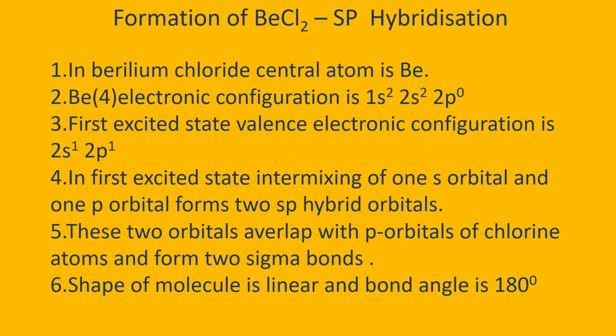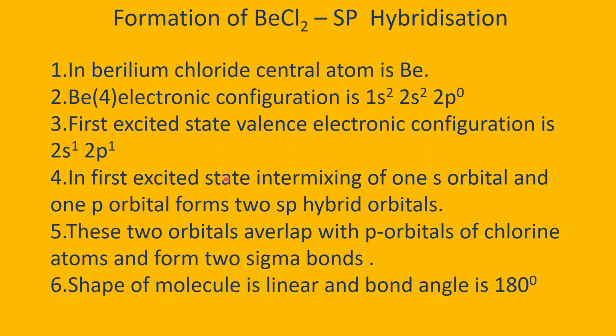Next, we are going to understand the formation of beryllium chloride. In beryllium chloride, the central atom is beryllium. Beryllium's atomic number is 4. Electronic configuration is 1s2, 2s2, 2p0. In the first excited state, 1 electron from the 2s orbital moves into the empty 2p orbital. So the valence electronic configuration in the first excited state is 2s1, 2p1.